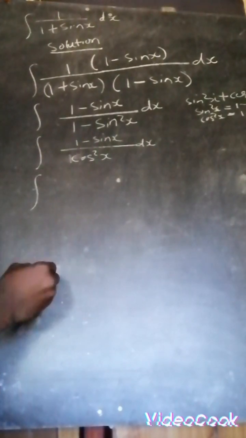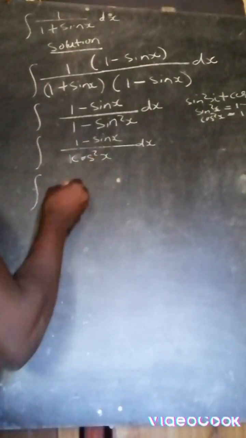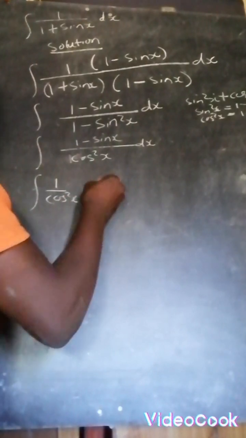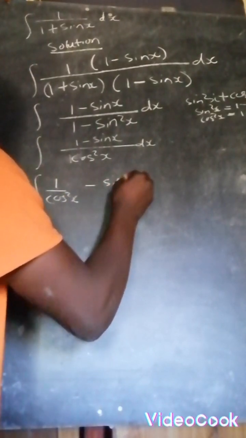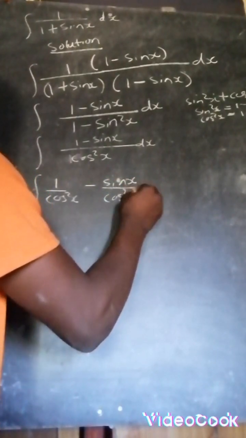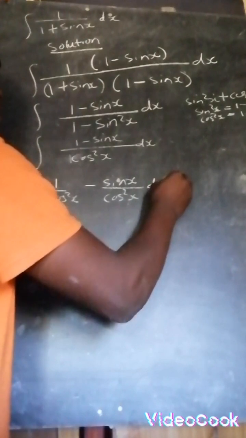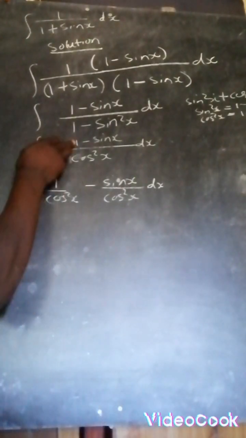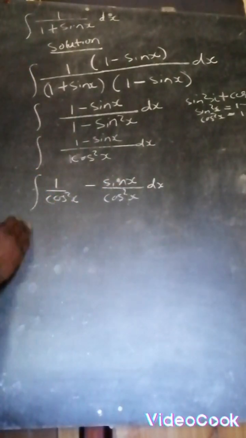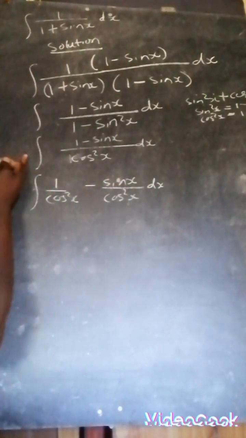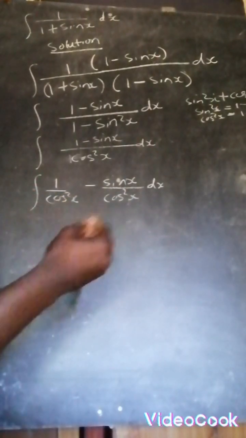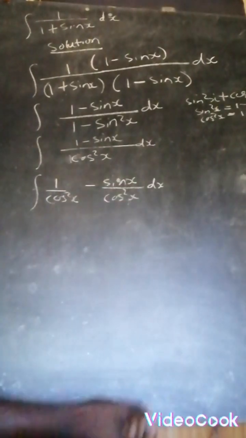Now what am I going to do? I am now separating these two: 1 over cos squared x, then minus sine x all over cos squared x. I just distributed the denominator between these two, 1 and negative sine x. Then dx, they are still under one integral. You can also distribute the integral among these two, but in this example I'm not going to do that.